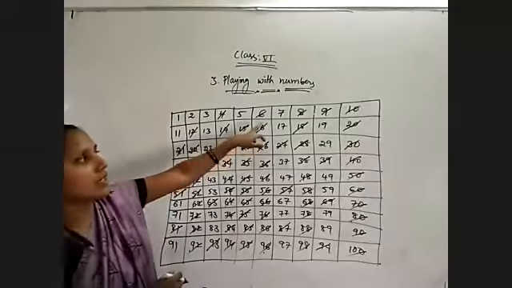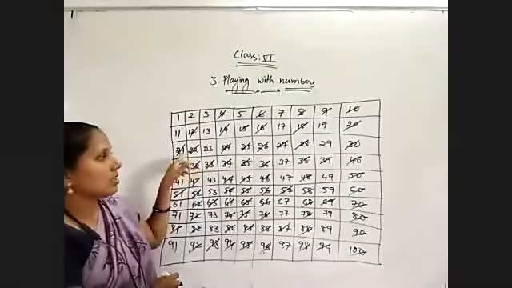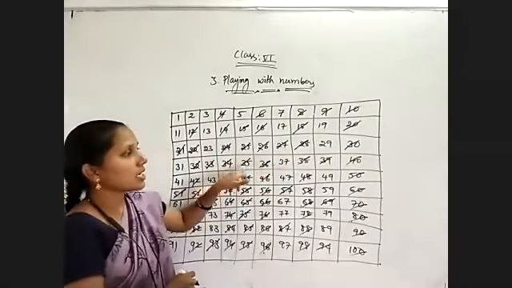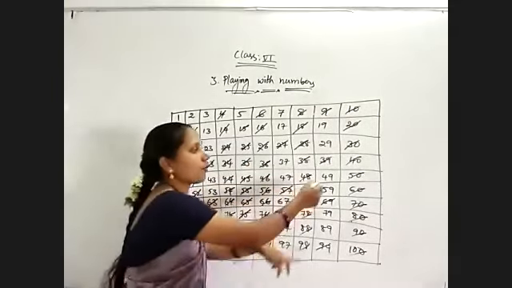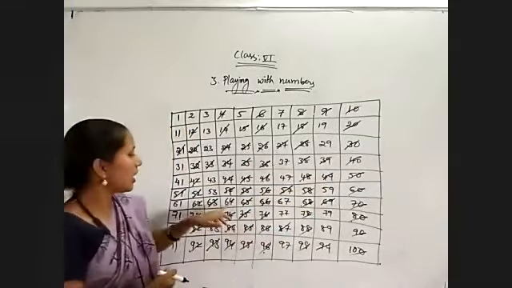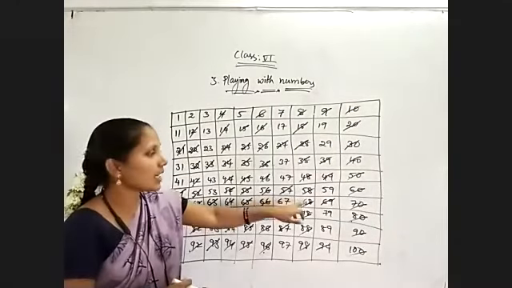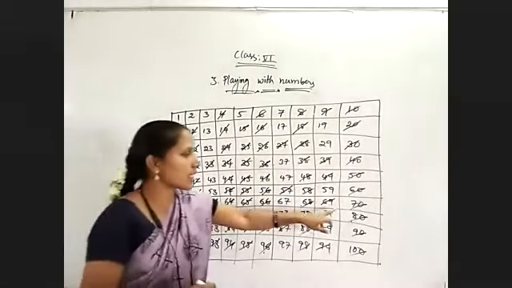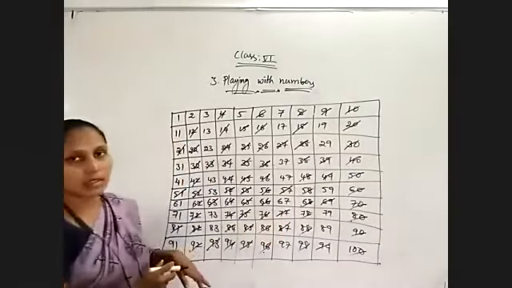Coming to 7. 7 2s are 14. 7 3s are 21. 7 4s are 28. 7 5s are 35. 7 6s are 42. 7 7s are 49. 7 8s are 56. 7 9s are 63. 7 10s are 70. 7 11s are 77.